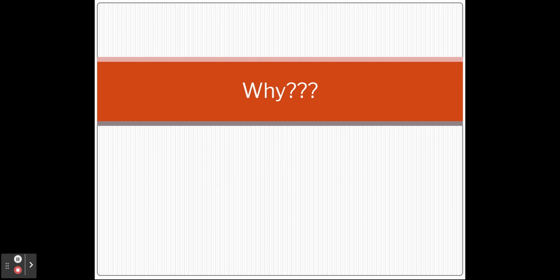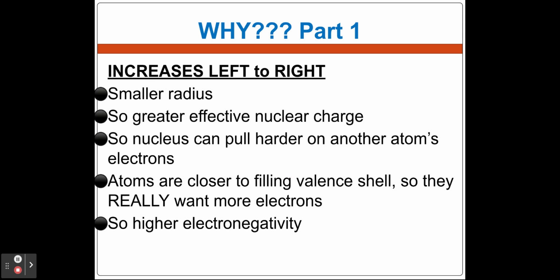So why does the electronegativity increase in this direction? When we're talking about increasing left to right, again, when you go from left to right, your radius is getting smaller because of the effective nuclear charge. Your nucleus, as you go from left to right in the periodic table, is getting more positive. You're adding more protons, therefore there's a greater positive charge, and therefore it's pulling on those electrons more. So this is going to create a smaller radius. So then again, the nucleus is pulling harder on another atom's electron.